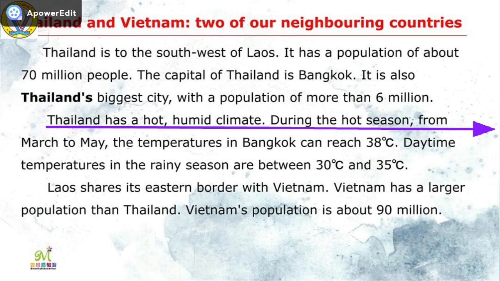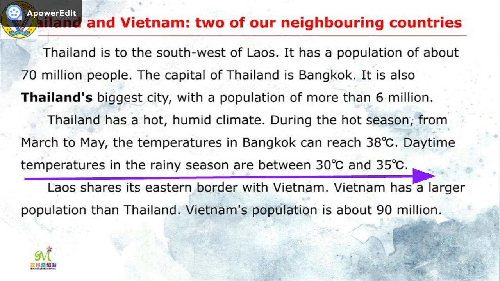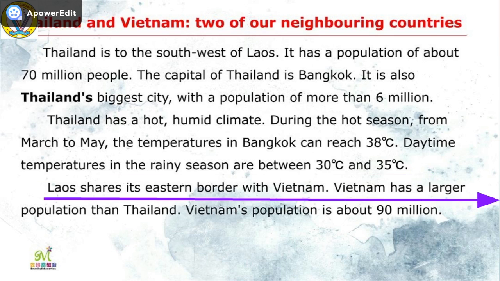Thailand has a hot, humid climate. During the hot season from March to May, the temperatures in Bangkok can reach 38 degrees Celsius. Daytime temperatures in the rainy season are between 30 degrees Celsius and 35 degrees Celsius. Laos shares its eastern border with Vietnam.